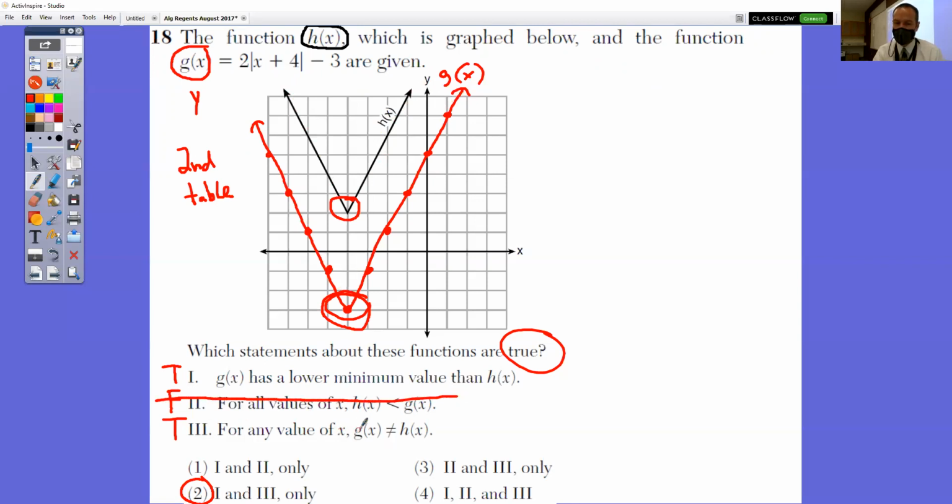For any value of x, g of x does not equal h of x. Are there anywhere where these two things cross, where they're equal to each other? No, they don't cross at all. So that is a true statement. Also, which statement about these is true? It would be that 1 and 3 are true, which is choice 2.